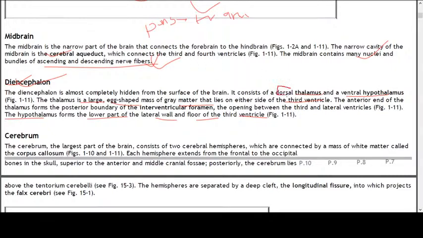Dorsal means the posterior, and ventral means the anterior, so the dorsal thalamus and the ventral hypothalamus. The thalamus is a large egg-shaped mass of gray matter that lies on either side of the third ventricle, lateral to the third ventricle. The anterior end of the thalamus forms the posterior boundary of the interventricular foramen.